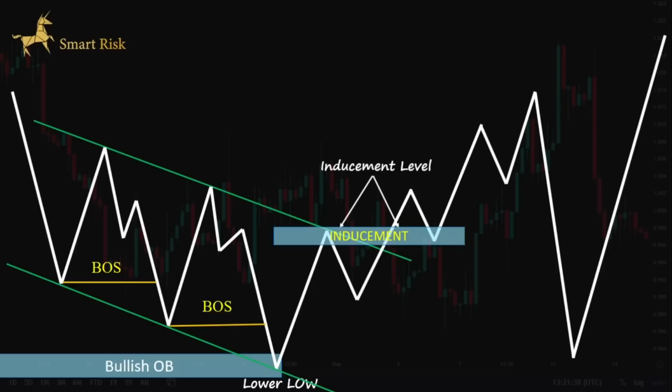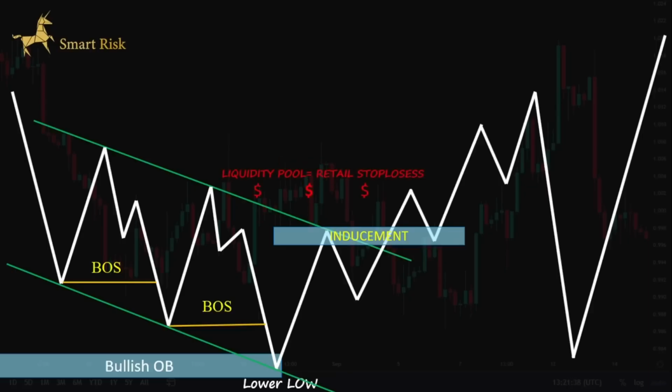We can consider this area as an inducement level. So it is obvious, most of the retail traders who trade based on chart patterns will get into the market by sell orders at this point, where price touches the channel's top line, and they also create this liquidity pool by setting their stop losses here.